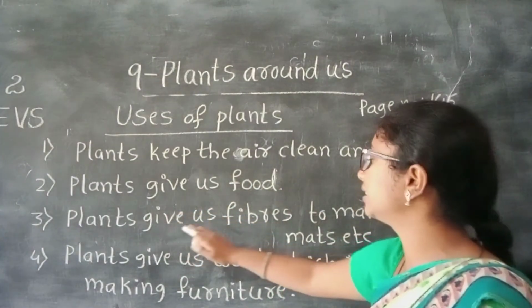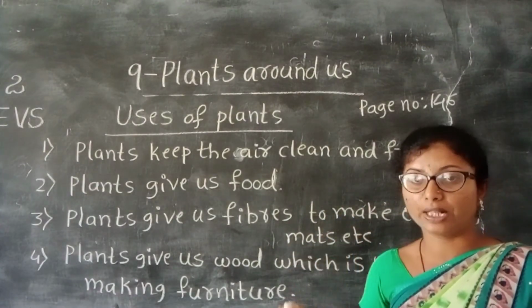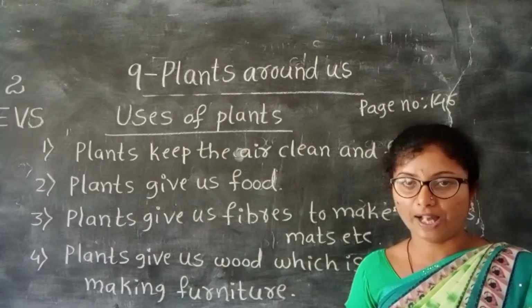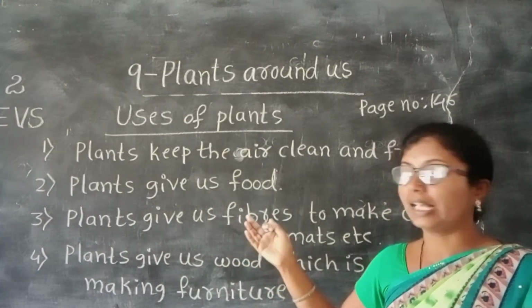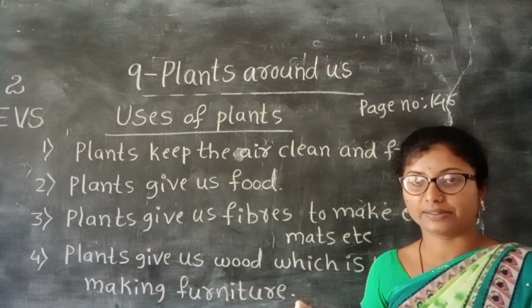Next, plants give us fibers. With the help of plants, we make different types of clothes, mats, roofs, okay? This gives us some fibers. For example, the cotton plant gives us cotton fiber like that.